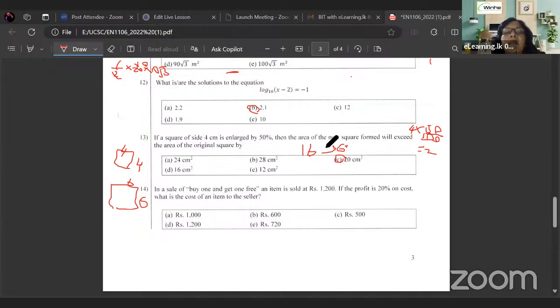Here it asks, then the area of the new square formed will exceed the area of the original square by.